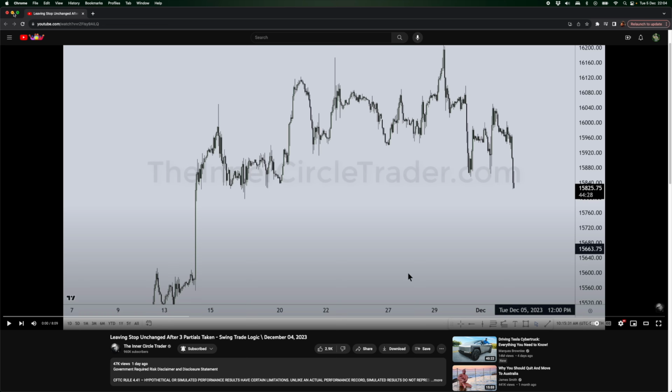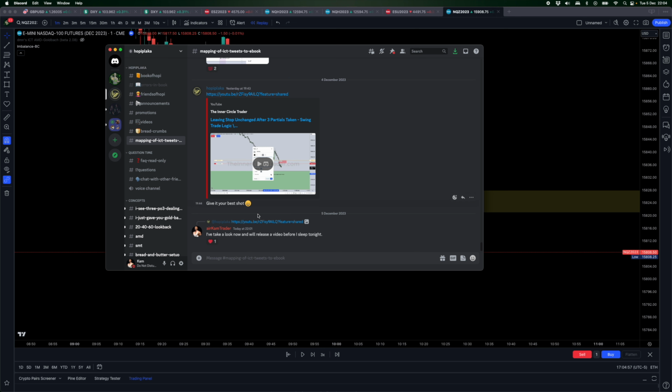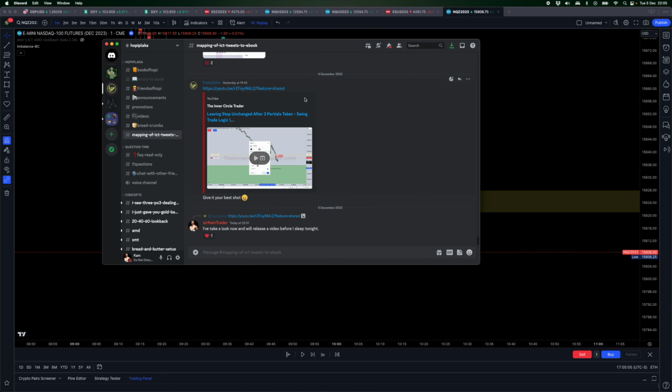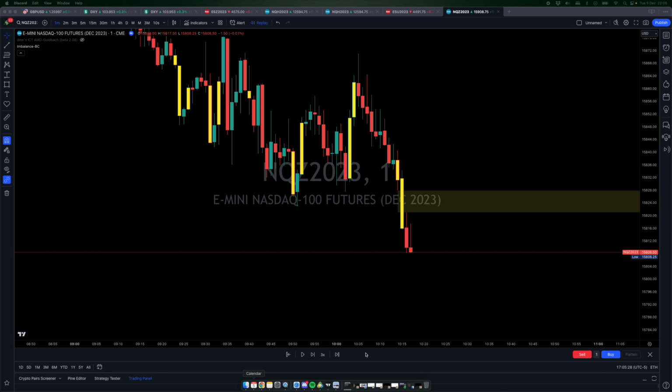I was alerted to this trade because I was on the official Goldbach Discord, and my man Hoppy posted, oh, this is yesterday, I missed it. So it looks like ICT posted a trade yesterday, and he said, give it your best shot, break down the trade. So I'm like, all right, I just saw this message 4 minutes ago. So I guess it's my job to take a look at the trade and break it down for you before I go to sleep. Now let's have a look at ICT's trade.